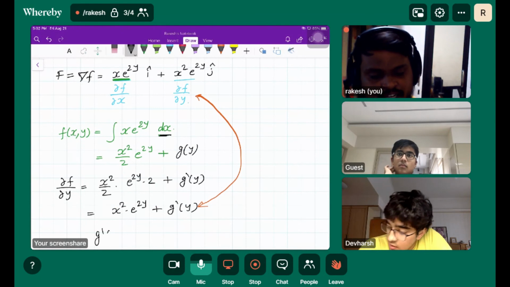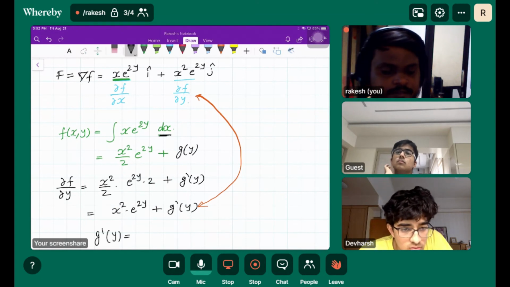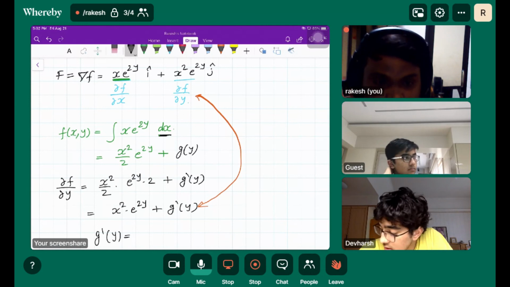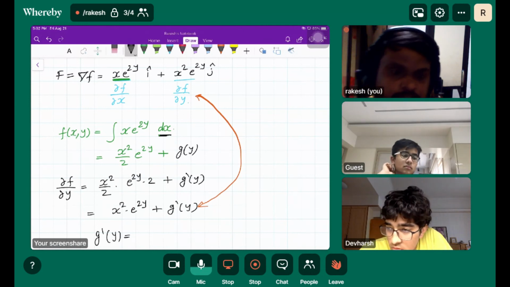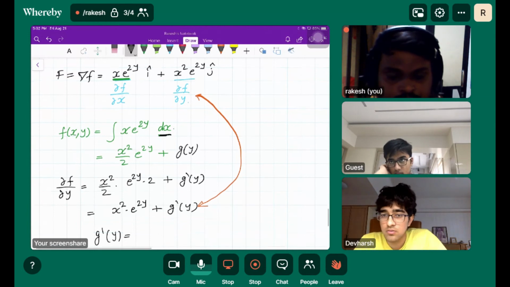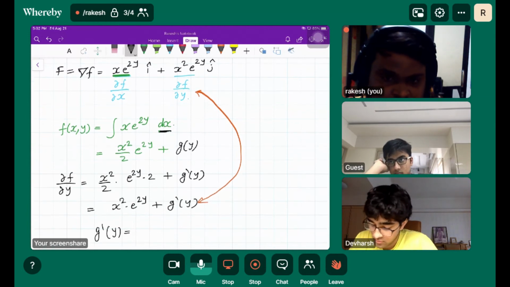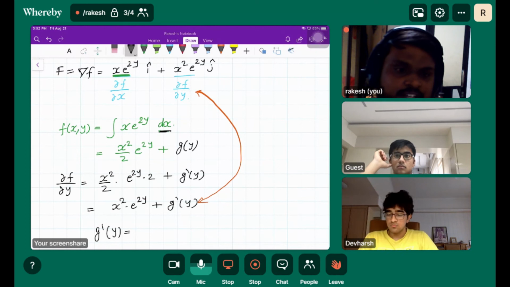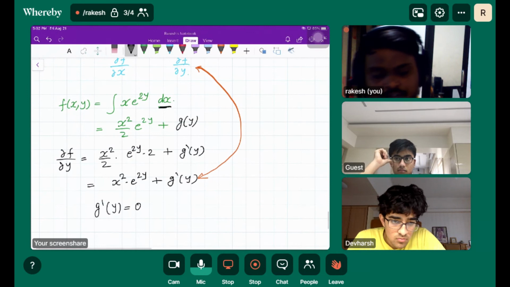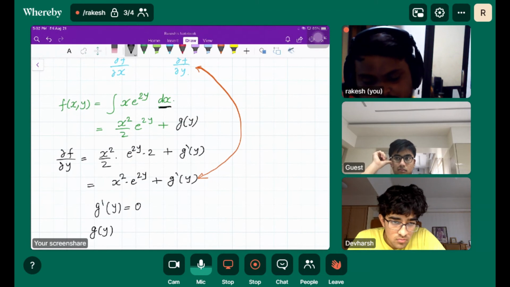So g dash y, is the work done e square by two? We'll find out that. So please answer this. What would be our g dash y here? Zero. So if we have g dash y equal to 0, what would be g of y then?